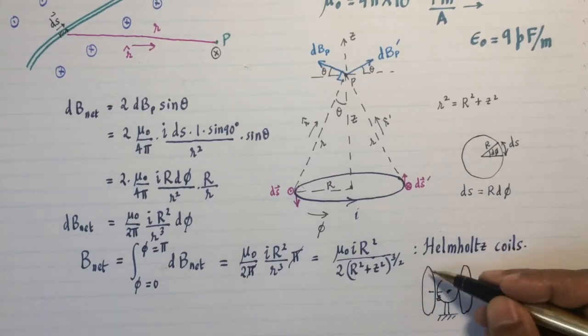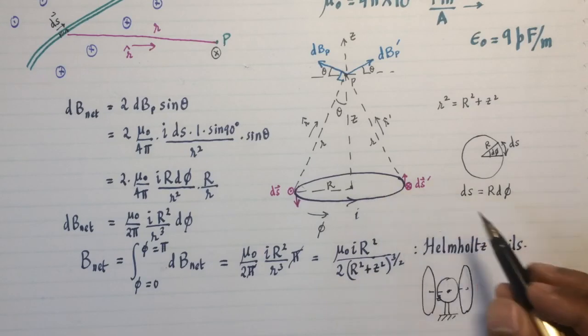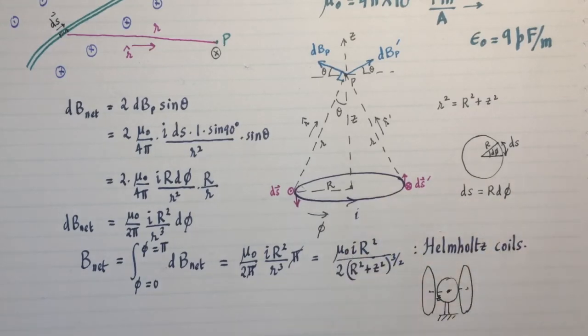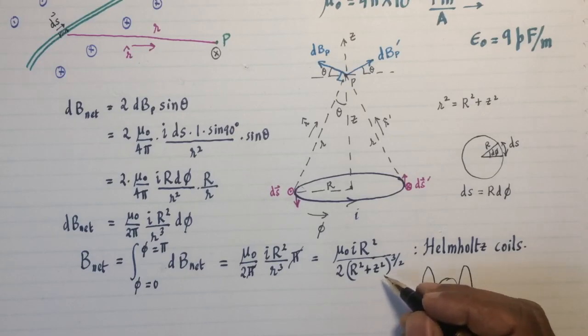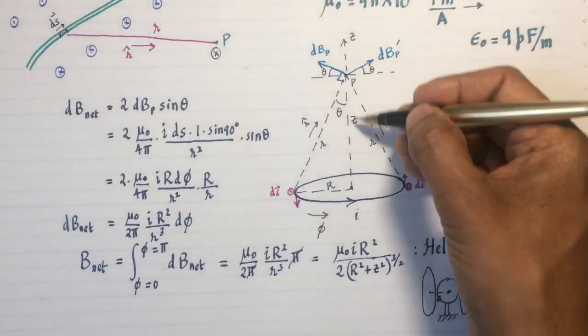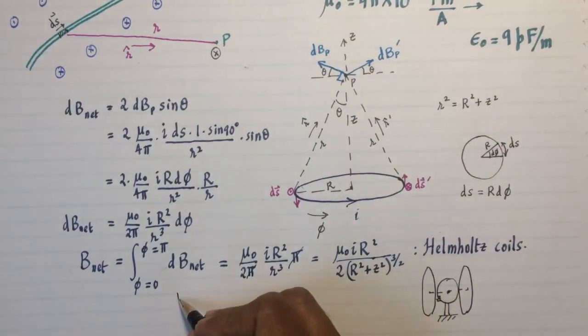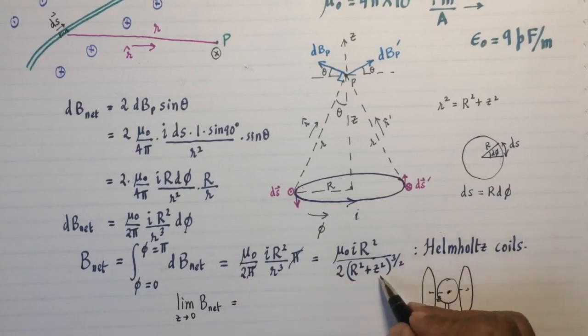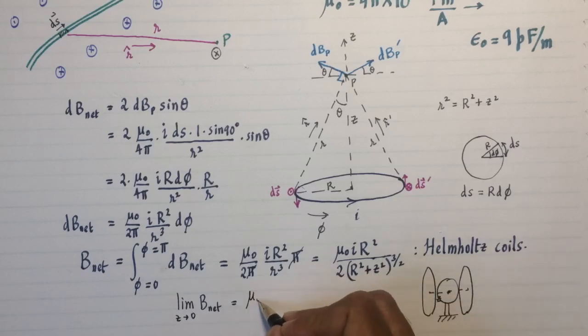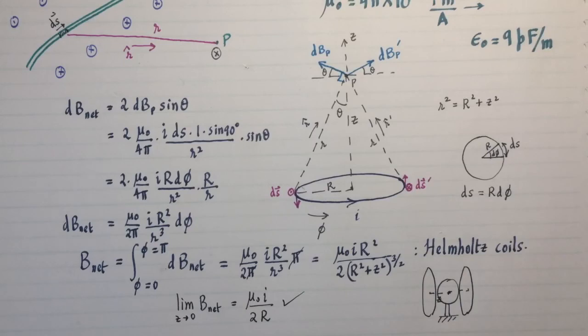Of course, we also have to use a number of turns. This is for one turn. For n turns, you just multiply the whole thing by n. The last order of business is to show you that this results in the same value as case 3 if I bring z to 0. So in the limit that z goes to 0, what do I get of B net? Well, if z goes to 0, that just becomes r cubed. So I'll get mu naught I over 2r. And this is indeed case 3 for the loop.